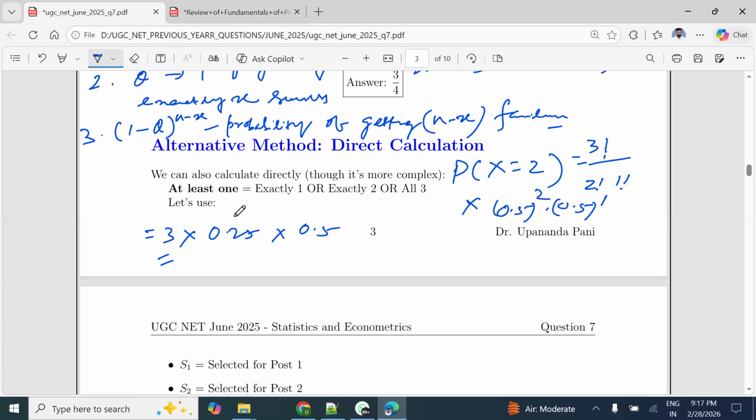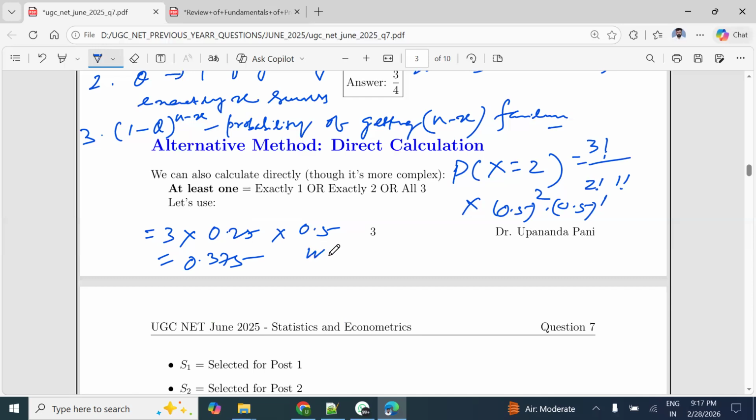0.375. You got this, right? Okay, very good, excellent. Have you understood? Now you just remember, two important properties of the binomial distribution you should understand.